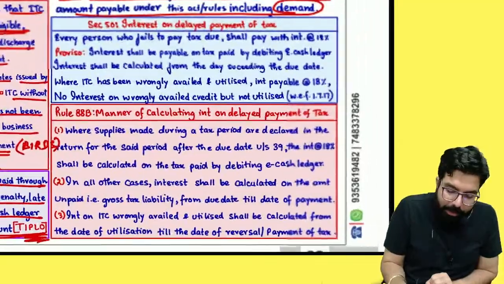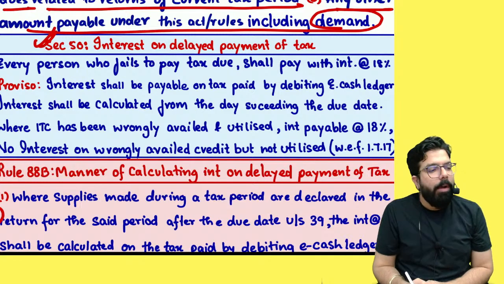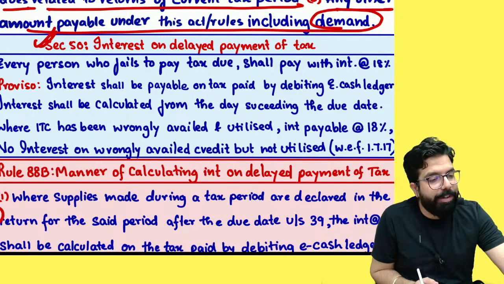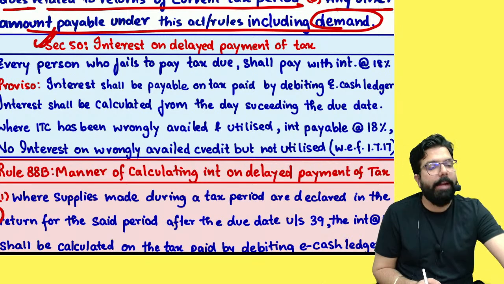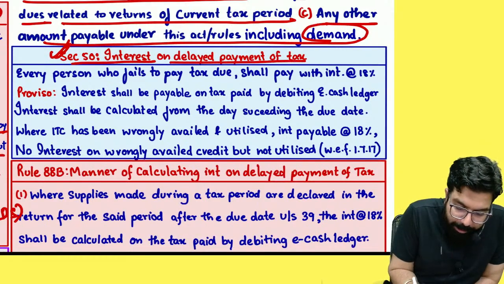Now, please come on the right hand side. Interest we will be talking about. Section number 50 goes ahead and talks about interest. Let's go ahead and quickly talk about the interest portion. Interest on delayed payment of tax.